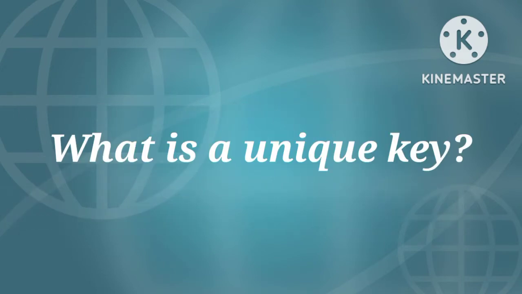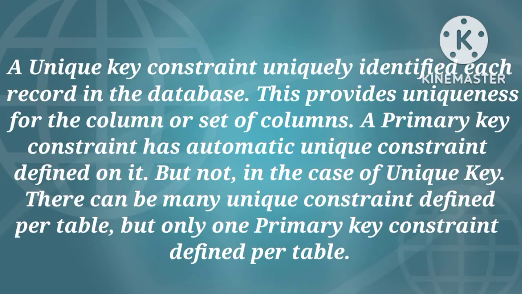What is a unique key? A unique key constraint uniquely identifies each record in the database. This provides uniqueness for the column or set of columns. A primary key constraint has an automatic unique constraint defined on it, but not in the case of a unique key. There can be many unique constraints defined per table, but only one primary key constraint defined per table.